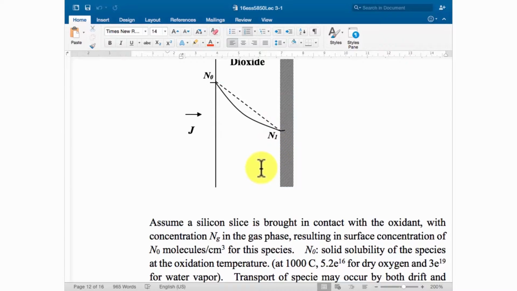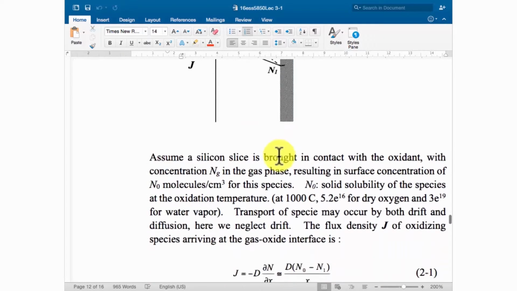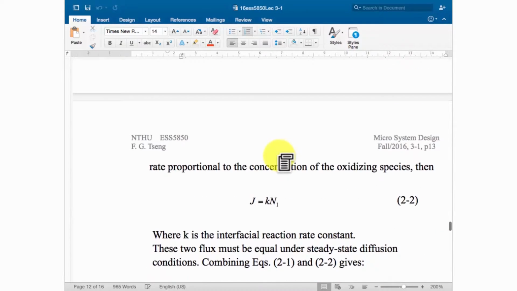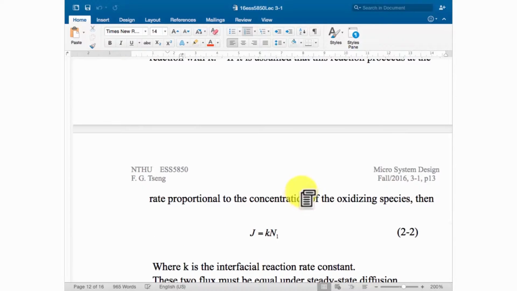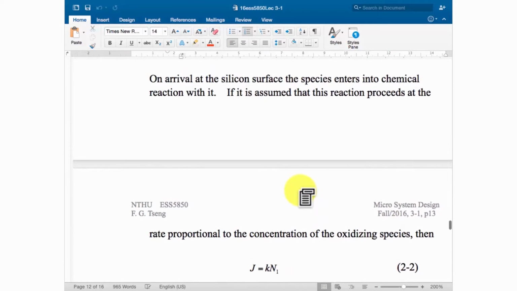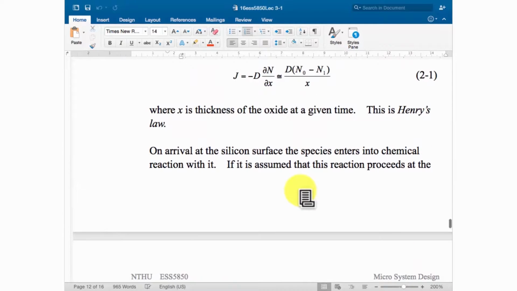Okay, so N1 will depend on the reaction rate on the surface. So here I can give you the second equation. The flux J on the surface will be proportional to the concentration on the silicon surface, N1. The more N1 you have, the more oxygen can react with the silicon surface to become silicon dioxide. So from equations 2-1 and 2-2, both of them have N1 inside, right?